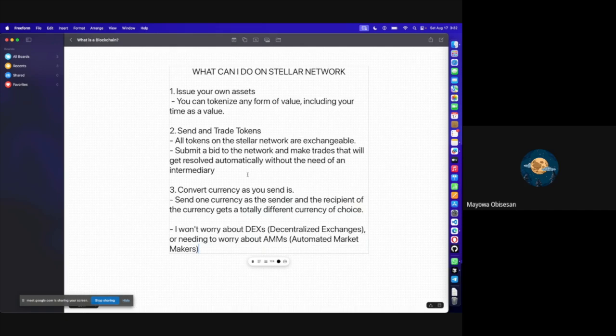You don't need to worry about the automated market movers of, okay, which of these platforms will give me the better choice? Which of these is going to be my actual value? Or is it dependent on gas fee or not? So all of those things are things you don't need to worry about on the Stellar blockchain, on the Stellar network. It happens just like that. And so you can do this conversion from one currency to another as you send your currency over the network, it gets converted automatically to the currency of choice, and everything happens seamlessly.